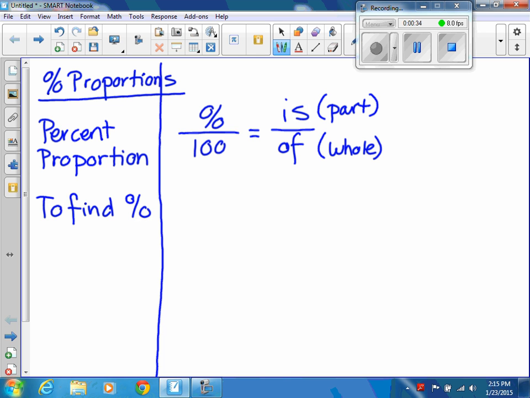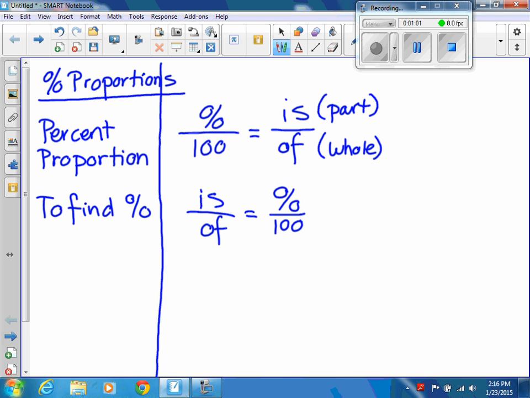We're going to use this to help us find percent of a number. Now, I actually wind up writing it like this. I've always said is over of is equal to my percent over 100. You're going to really memorize this formula because it's something you're going to use almost every day whenever you are trying to find percent of a number out in the real world.